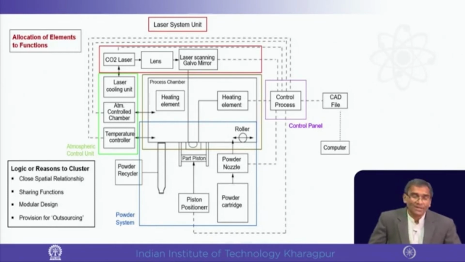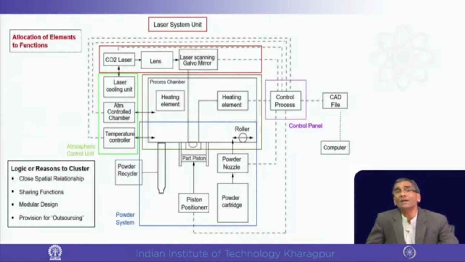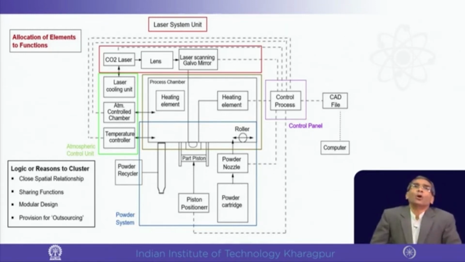And then the CAD file comes from the computer. So, in this you can see the functions from the earlier slide. I will go back to the function slide just for a second. Here you see it was talking about the functions, and now the physical components are allocated to those functions, and it has become the physical chunks or physical elements which are in that block.